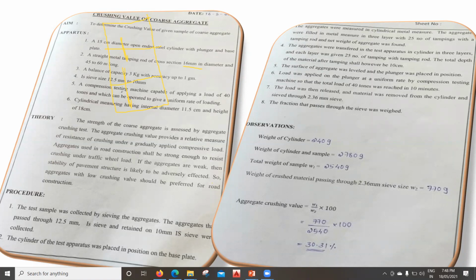You're going to do a compaction. This is done so that there are no voids left here, and everywhere it is bulk. I mean everywhere you don't have voids, and the density is also good. So this is the reason for doing that.